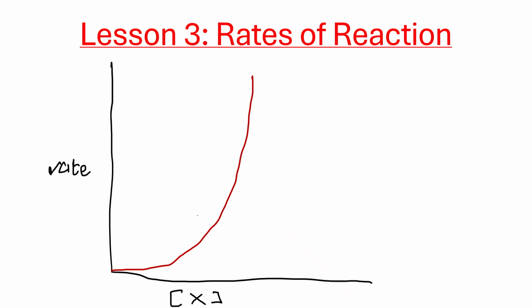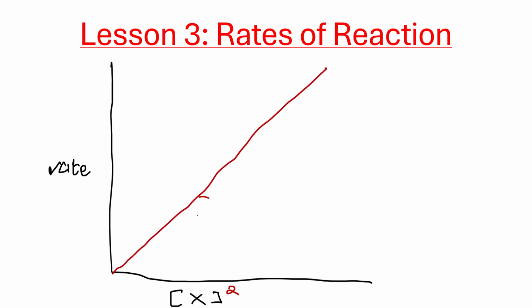The rate constant, k, is the gradient for the first and second order curve. But for the second order curve, if you want to take the gradient, you actually have to plot rate against concentration squared. That turns the curve into a straight line where change in y over change in x is equal to the constant.